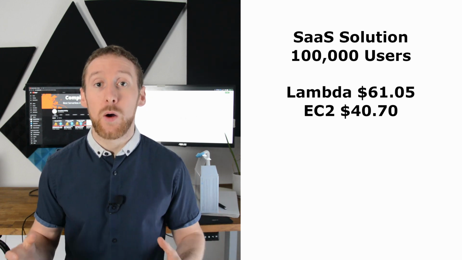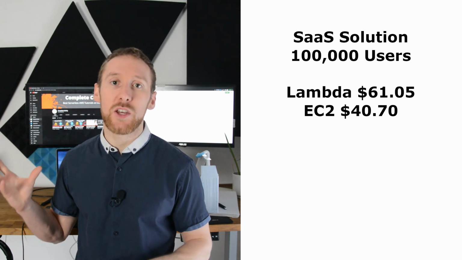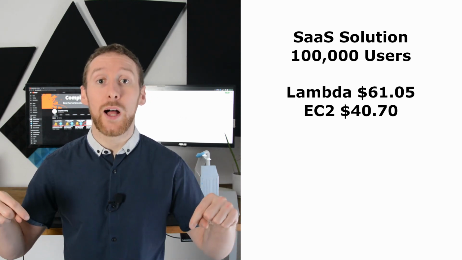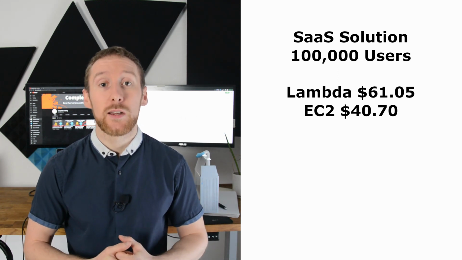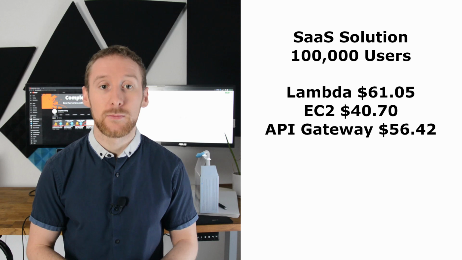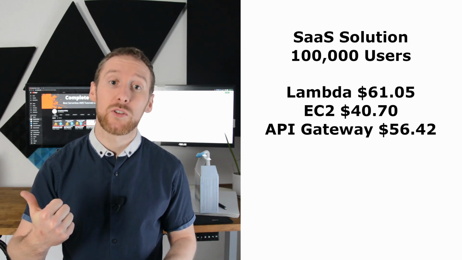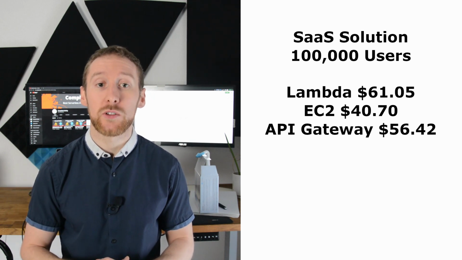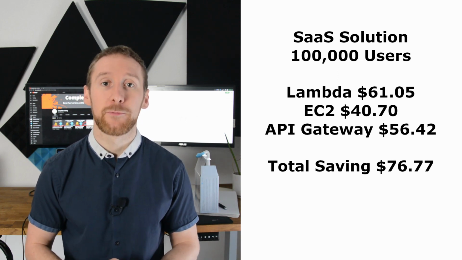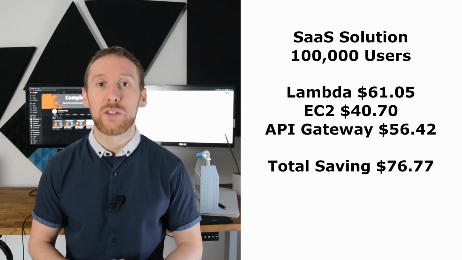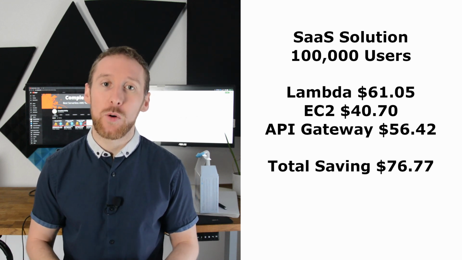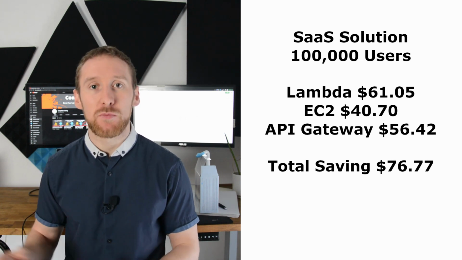$40.70. Now, one thing that people might point out is that Lambda isn't the only cost. You also have costs from things such as API Gateway. And using the tool I've linked in the description, with API Gateway, that is $56.42 of additional cost for serverless. That means when you're saving a third on the Lambda cost and you're saving the total API Gateway cost, your total savings are $76.77 a month. Now, that might sound awesome, but when you consider that a developer costs $60 an hour, that is just over an hour of developer time in savings each month.